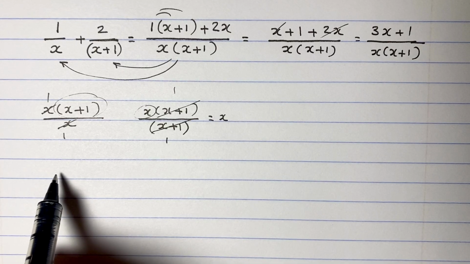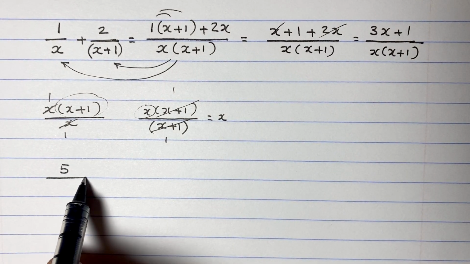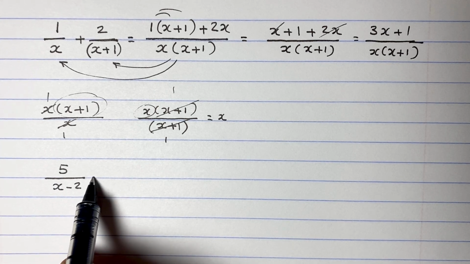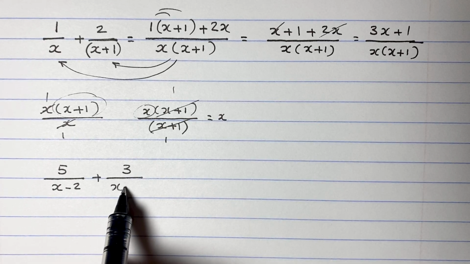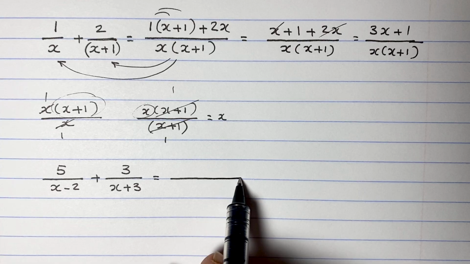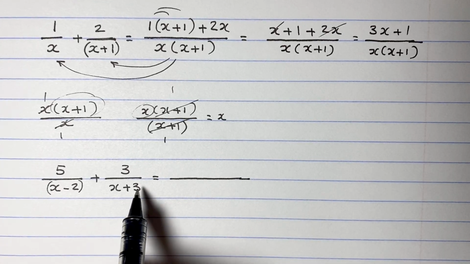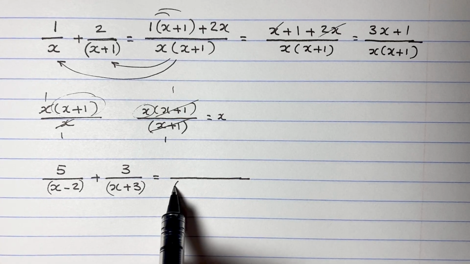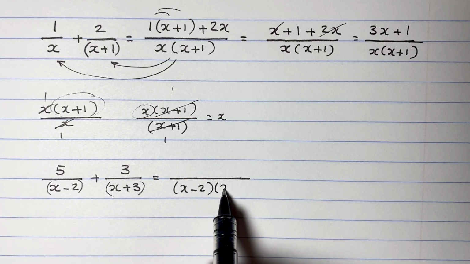More examples where the denominator is an algebraic expression. 5 over (x minus 2) plus 3 over (x plus 3). My common denominator must have a component of x minus 2 and x plus 3. These are two different numbers. So I must have an x minus 2 and an x plus 3.